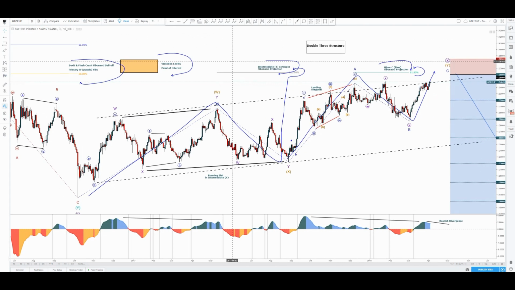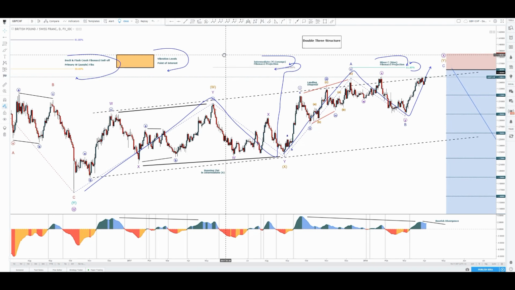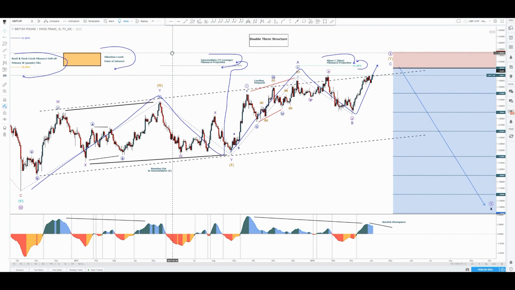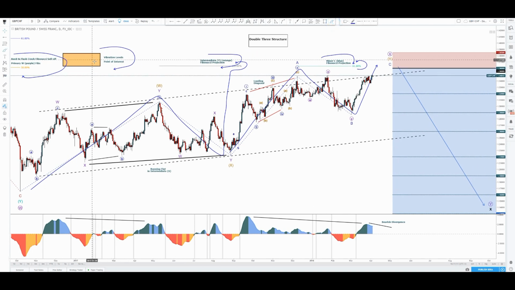So pretty much the Fibonacci ratios are aligning, yeah. So this would mean that this is indeed a point of interest. So in other words, vibration level. Price action would be expected to vibrate.